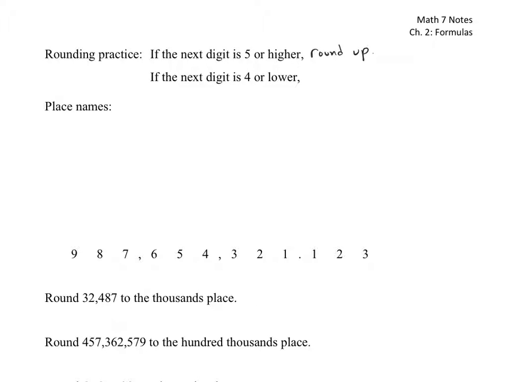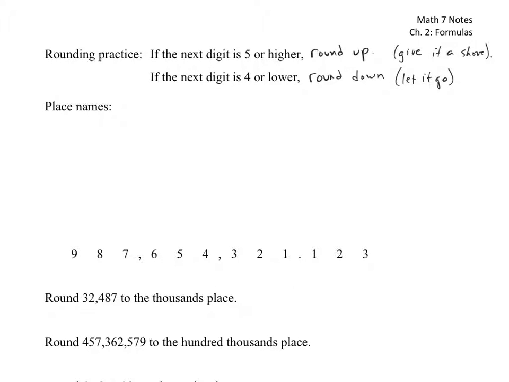So 5 and above, give it a shove. I've heard that before. 4 and below, keep it low. So then you don't round. Let it go. Round up, give it a shove, if you learn it that way. Either way.